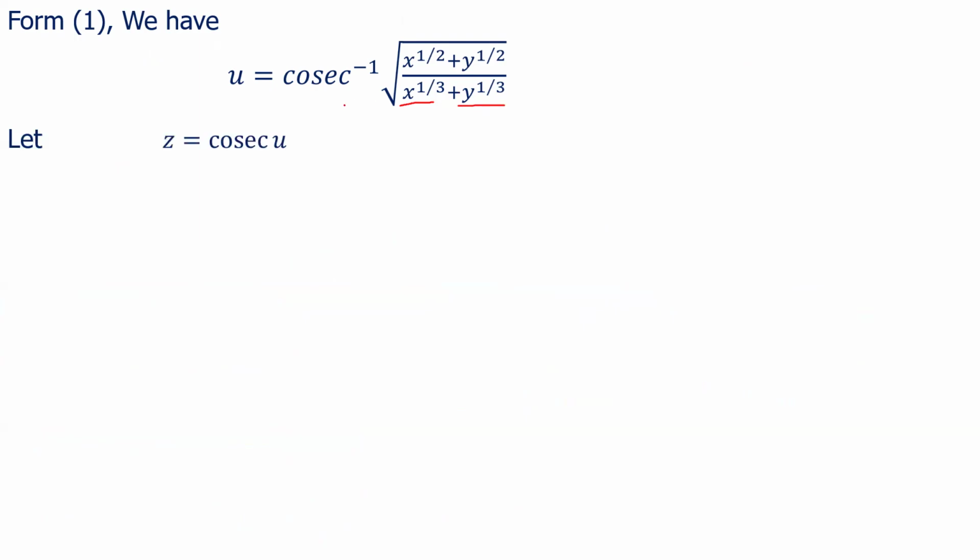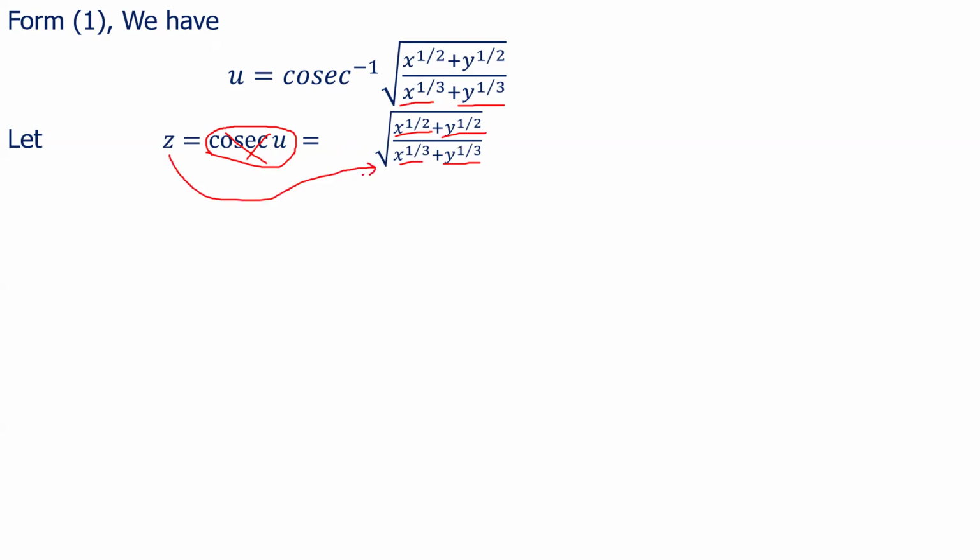From equation number 1, we have u is equal to cosec inverse of root over x to the power 1 by 2 plus y to the power 1 by 2 whole divided by x to the power 1 by 3 plus y to the power 1 by 3. Let z is equal to cosec u, which is equal to root over x to the power 1 by 2 plus y to the power 1 by 2 upon x to the power 1 by 3 plus y to the power 1 by 3. Now here, let us eliminate this part, and now we have to see like this.